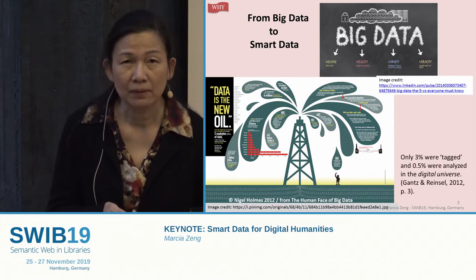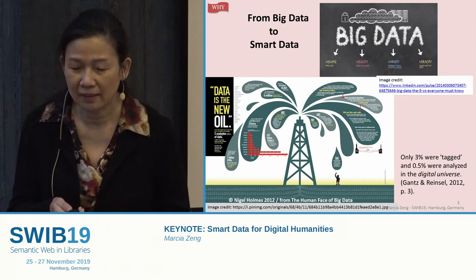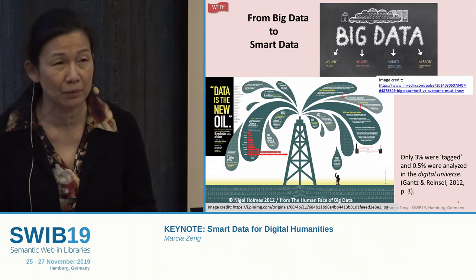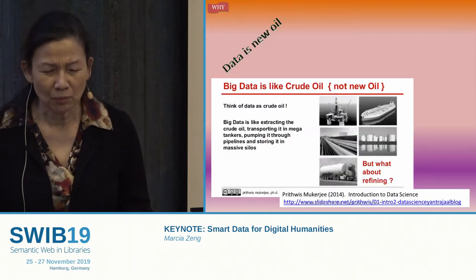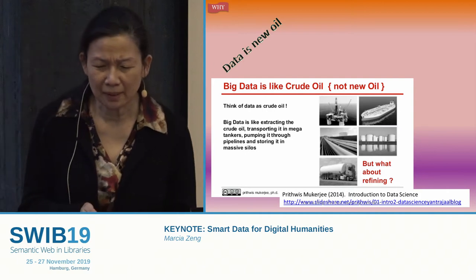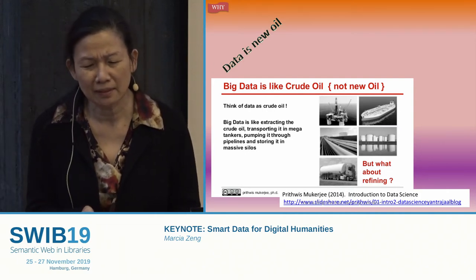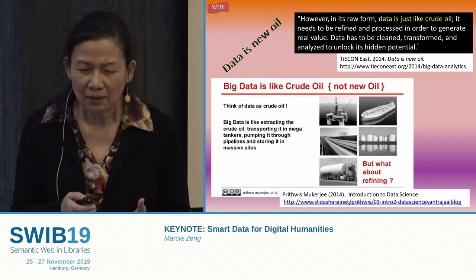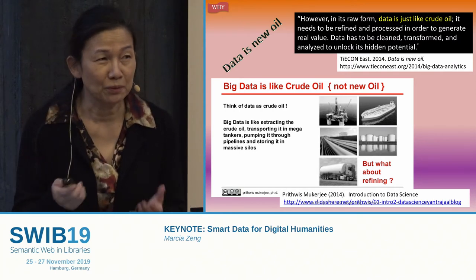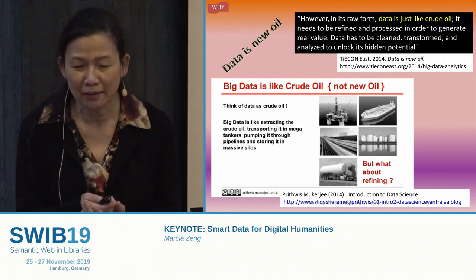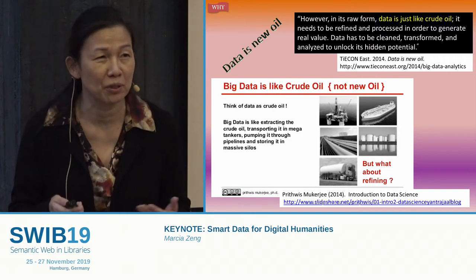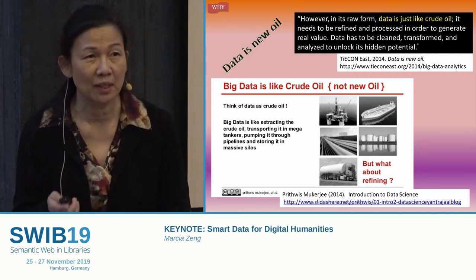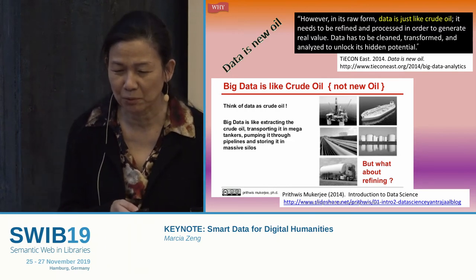However, when the data is so big, only 3% was actually used or tagged by people to analyze. That's why people think that big data is the new oil, but it's not really the new oil. It's like crude oil, which means if it's in raw form, you won't be able to use that oil. You have to refine that oil in order to use it. So this is smart data in the context of big data that came through.